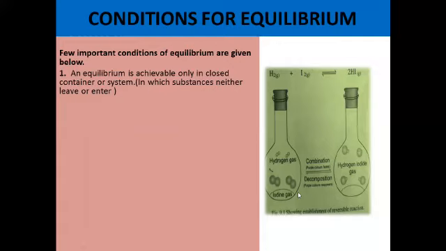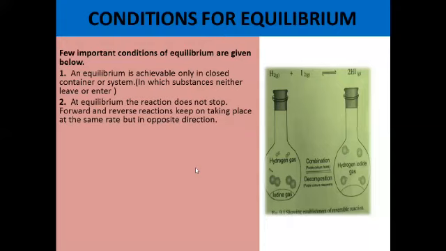You can see here we have a flask with a cap or lid on it. That cap or lid makes this flask a closed system. Gases cannot move out, and other gases or anything else cannot move inside. A system in which a substance can neither enter nor leave is called a closed system. So the first condition to achieve equilibrium is that the system must be a closed system, or the container must be a closed container.